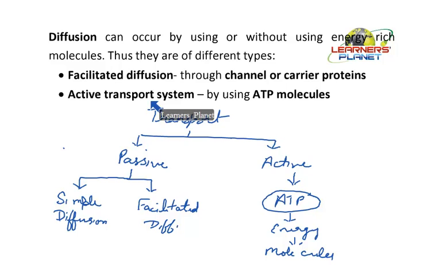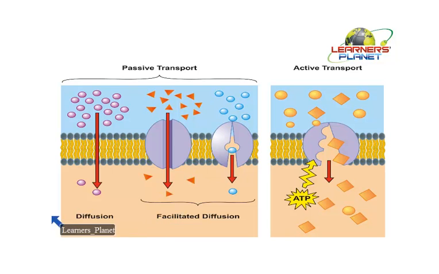Whereas in the active transport system, they need ATP molecules. Here, they don't bother about the concentration on either side. They can even go against the concentration hill, in an uphill manner also. That means towards the high concentration also. So these ATP molecules provide energy for such molecules to move across the membrane. We can clearly understand it with the help of this diagram.